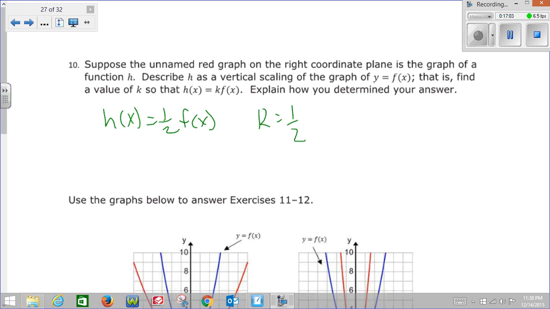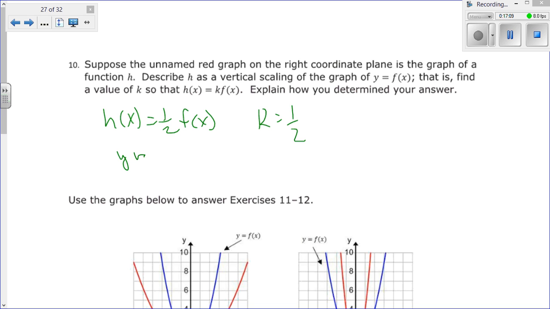Explain how you determined your answer. It's the same as before. The y values of h of x are 1/2 the y values of f of x.